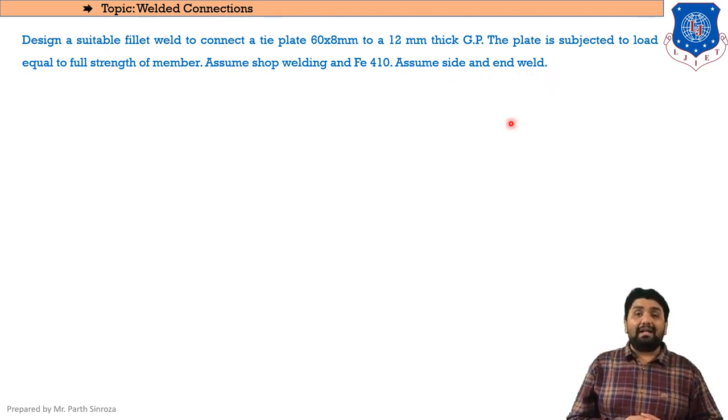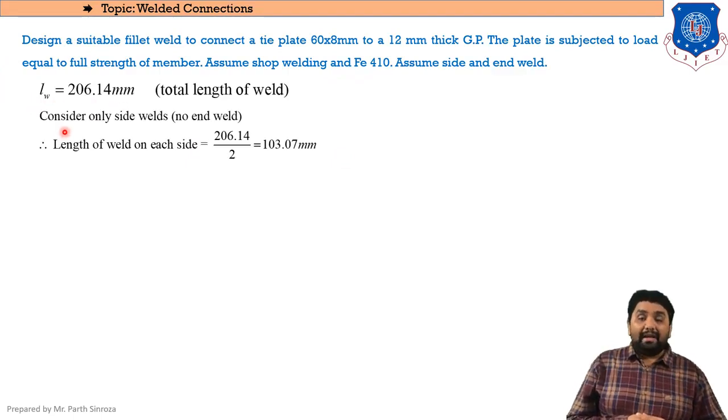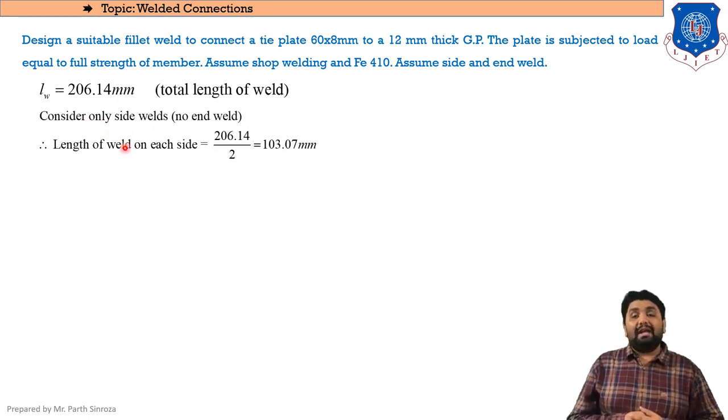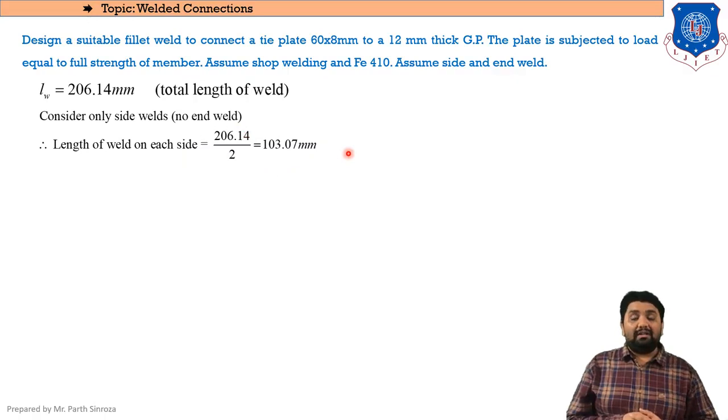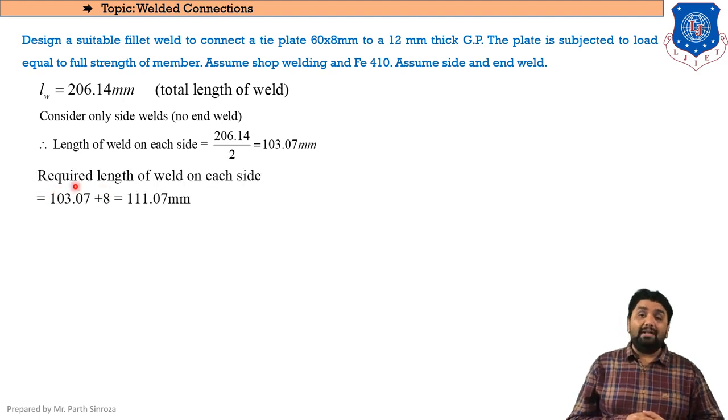So the numerical answers that we got in the previous sum will be the same. The first answer, LW, the total length of weld, was 206.14 mm, and we had provided welds only at sides, that is, no end weld. So we divided this total length into two parts as we have two sides, and the answer on each side was 103.07 mm. The next step was to find our end return, and keep in mind end returns are to be provided only when we are providing welds at sides only. If we are providing at sides and end, then there is no need to provide end returns.